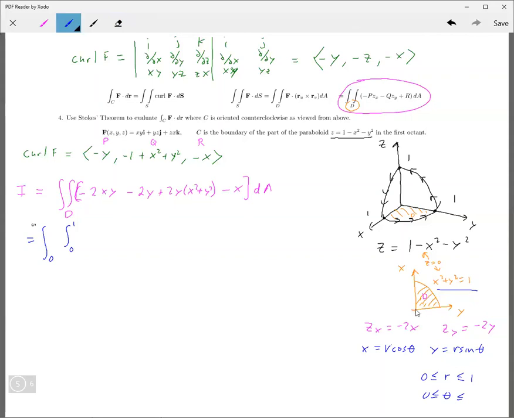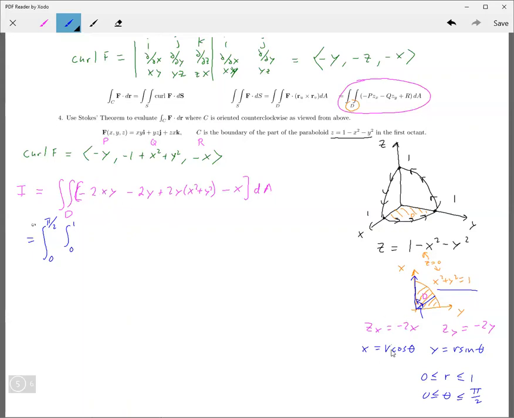What's this angle here? And straight up, that's 0. What's this one? That's pi over 2. So 0 to pi over 2. So r goes from 0 to 1, and theta goes from 0 to pi over 2. Now I plug everything in.